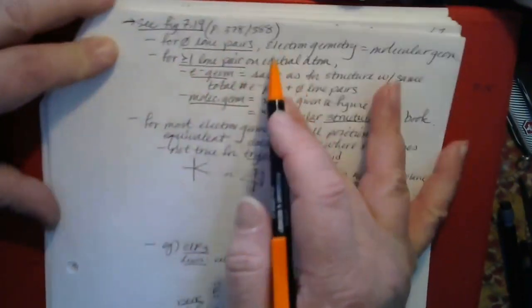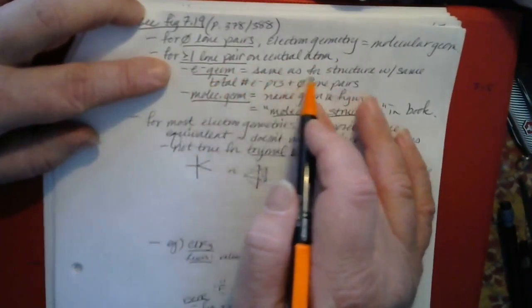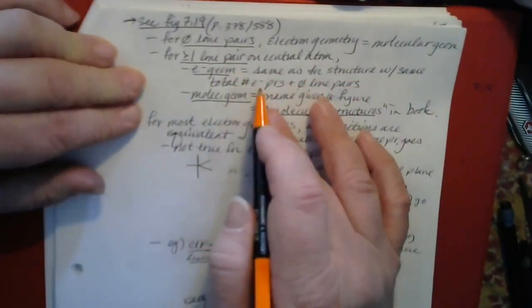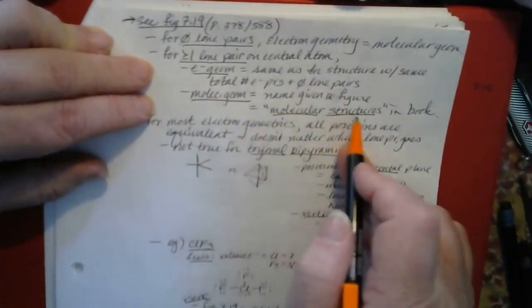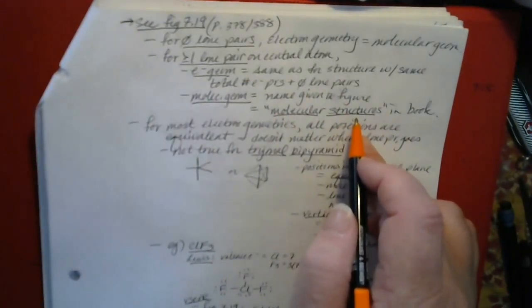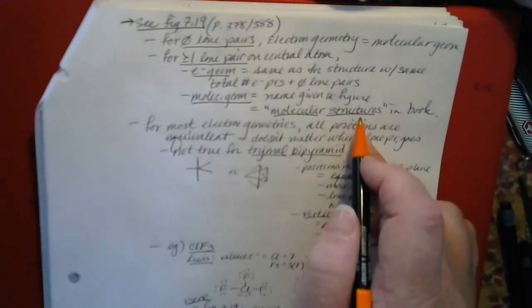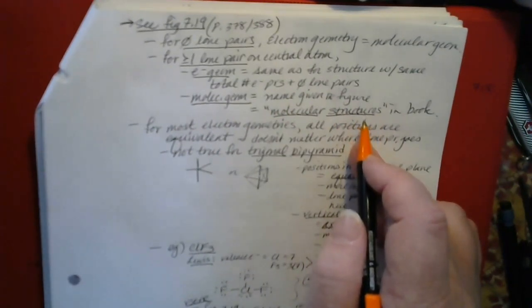Okay, now we can put this back together. All right, picking up where we left off. Again, for 0 lone pairs, the electron geometry is the same as the molecular geometry. If you have 1 or more lone pairs on the central atom, then the electron geometry would be the same as for the structure with the same total number of electron pairs and 0 lone pairs, but the molecular geometry would be the name given in the figure. The book likes to call them molecular structures, although I prefer to call them molecular geometry, because geometry gives you a more specific idea that you're talking about shape, rather than structure, which is more general.